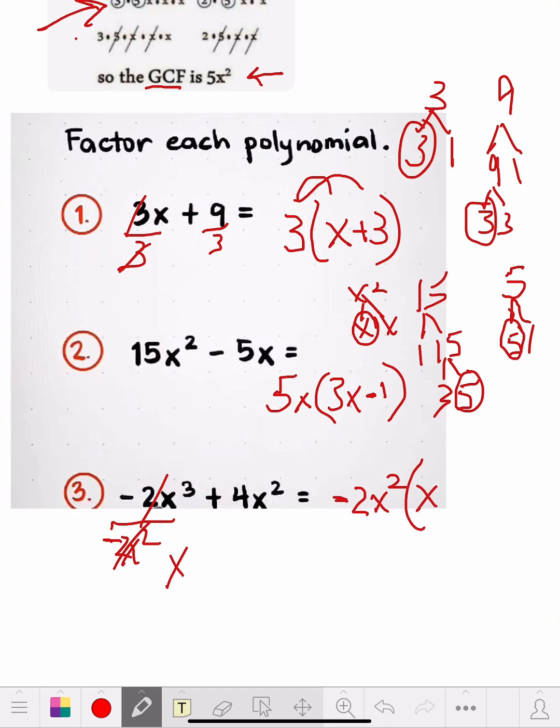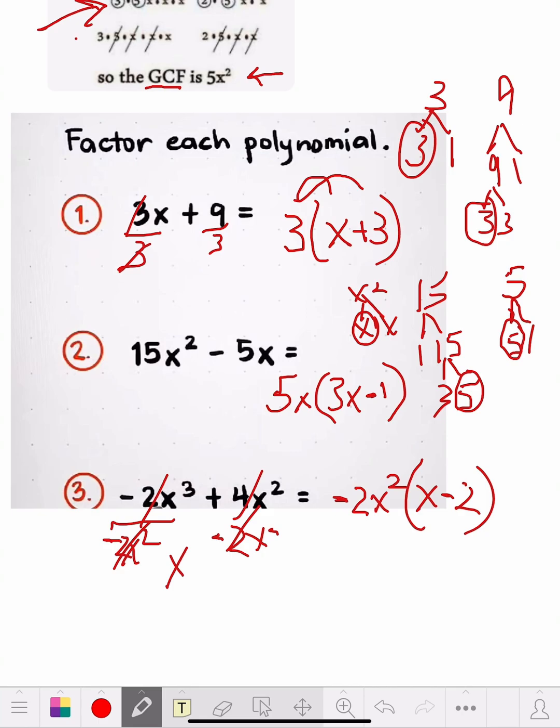Okay, now on the next one, we take the negative 2x square here. What are we going to have left? We cross this out, we're going to have a negative 2. Wow, see how that worked? That wasn't as hard as you thought, okay? We just broke out what's the greatest common factor of each one of these, and then we just pulled that out. And here's the greatest common factor of everything, okay?